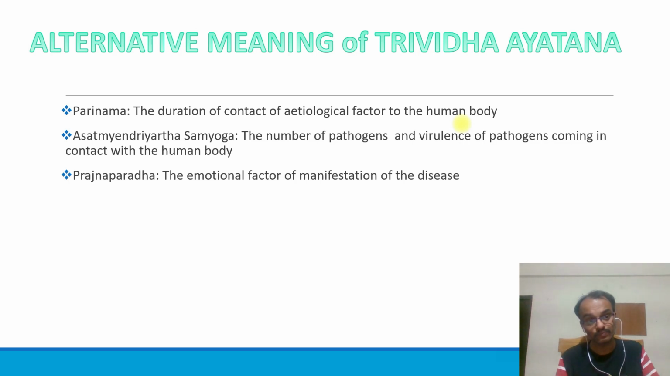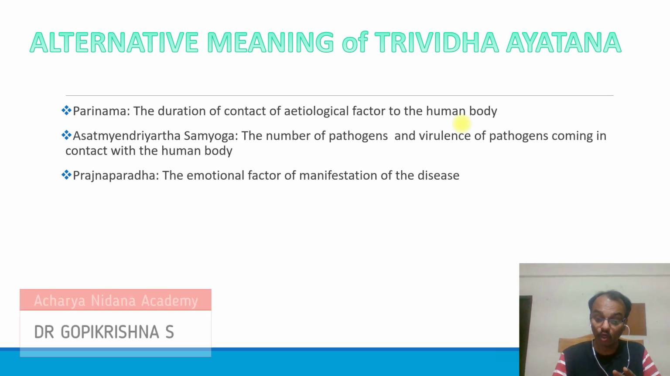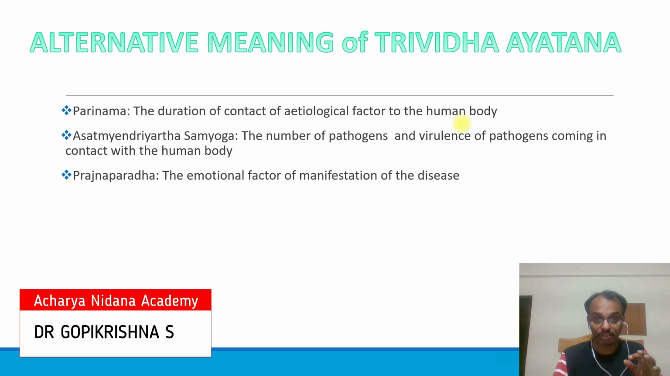That may lead to disease manifestation in future, compromising the functions of the respiratory system. So like this, Parinama is the duration of contact of the etiological factor to the human body, whereas Asatmendriyartha Sanyoga can be attributed to the number and virulence of the pathogens coming in contact with the human body, whereas Prajnaparadha may be attributed to the emotional factor in the manifestation of the disease, which is what we can observe from these discussions.